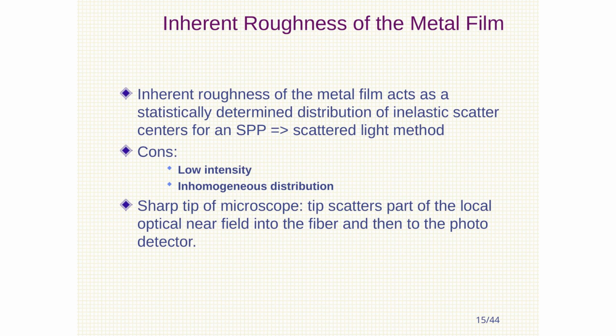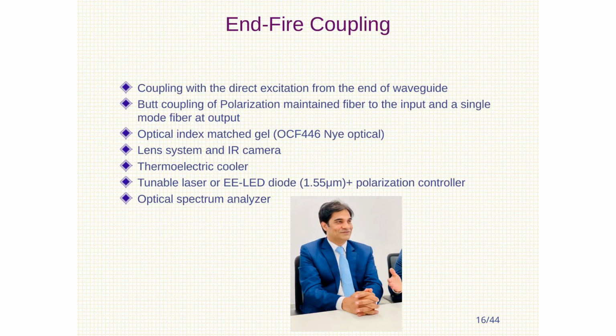This method faces challenges like low intensity and inhomogeneous distribution. A sharp microscope tip scatters part of the local optical near field into the fiber, directing it to the photodetector. End-fire coupling involves direct excitation from the waveguide's end, utilizing butt coupling of polarization-maintained fiber at the input and a single-mode fiber at the output.